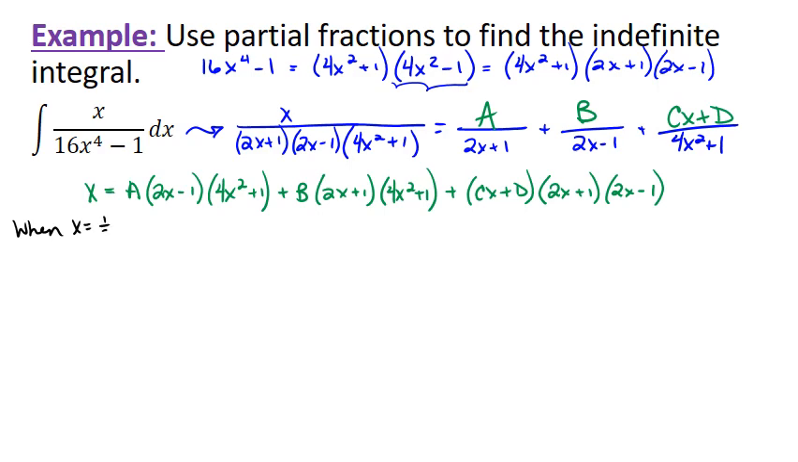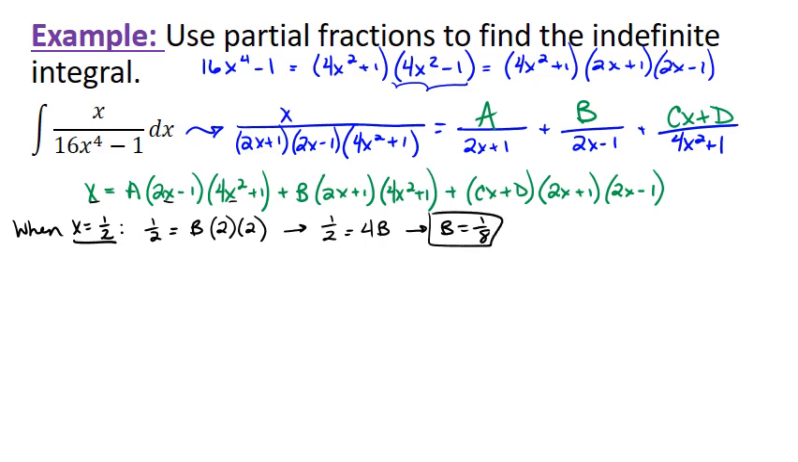x equal a half. So when x is a half, I need to plug a half in anywhere I see an x. Okay, so when I do that, I have 1/2 is equal to, the a term cancels and the c term will cancel. So plugging it in here, I end up with b times 2 times 2. Plugging it in here and here. So I have 1/2 is equal to 4b. I'll divide everything by 4, and I will find that b is 1/8.